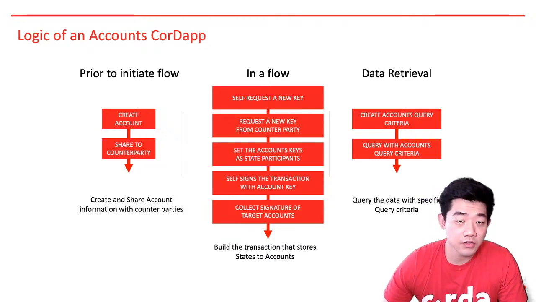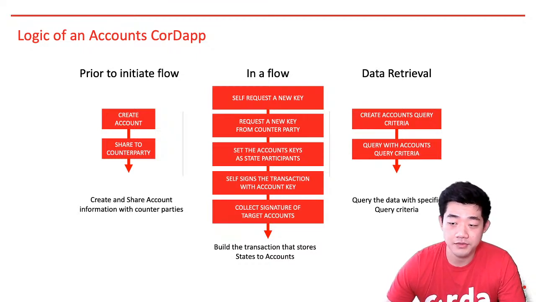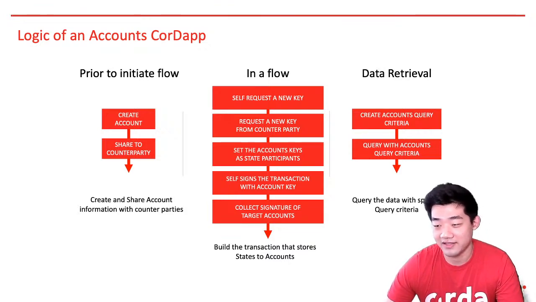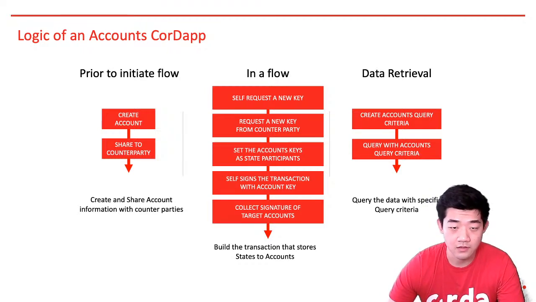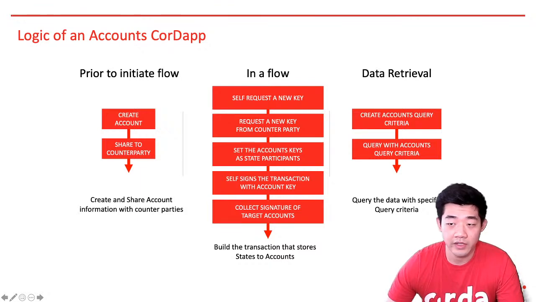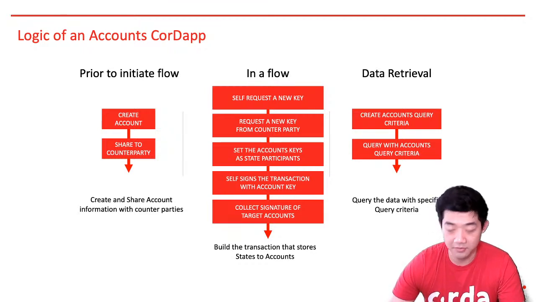So let's go to the first section, prior to operating any accounts in the flow. It's fairly simple and very straightforward. We have to create and share our accounts with the counterparty, right? We can call two methods. The first one is create accounts, and the second one is share with counterparty. Those two methods are pre-built by the package, so you can just call them.